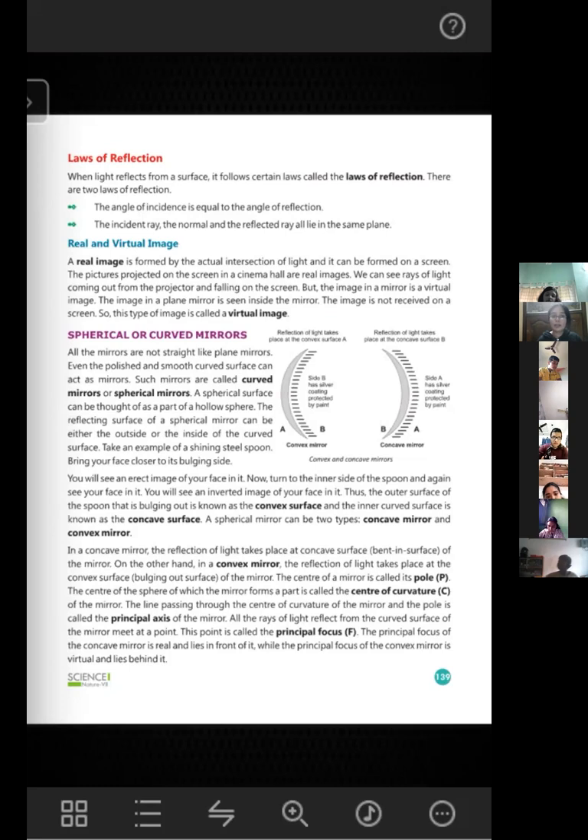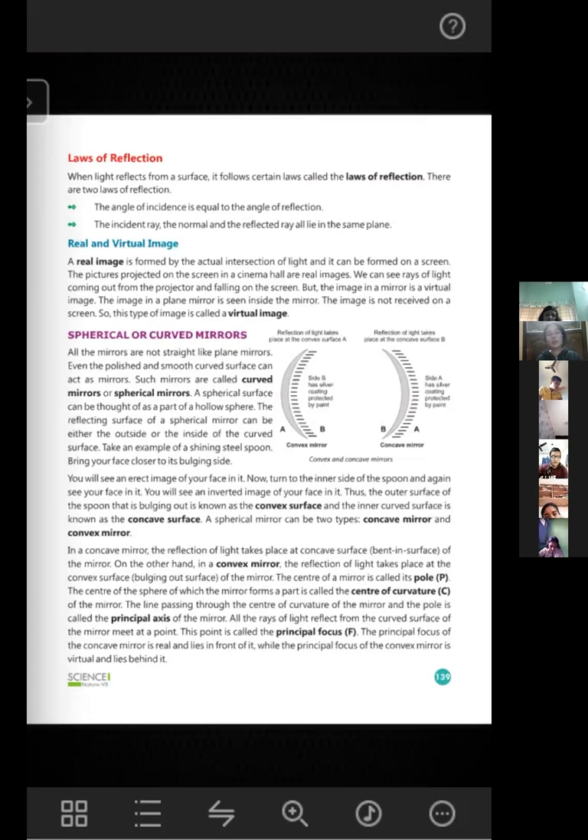So in case of a plane mirror, virtual images are formed. Why? Because the image is formed behind the mirror, this is why you cannot touch the image. You can touch the mirror, but you cannot touch the image, right? Can we touch the image? No, because it is formed behind the mirror.